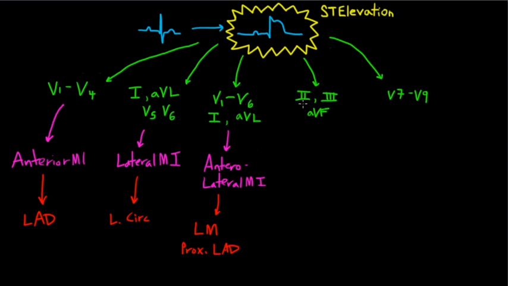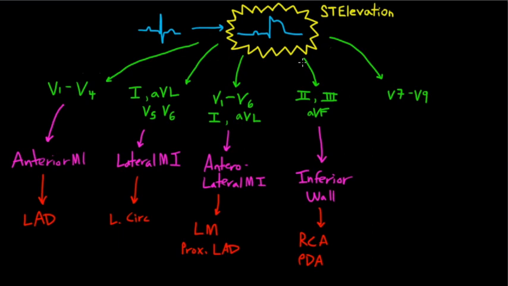Okay. What about leads 2, 3, and AVF? I hope you're saying inferior wall. That makes sense. Vessels, so either the RCA could be down or the PDA, posterior descending artery. Now what about leads V7 through V9?